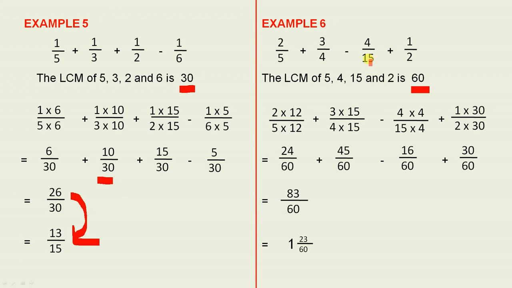For that denominator to be 60, I multiply top and bottom by 4, which I've done here, and that gives me 16 over 60. And for that denominator to be 60, I multiply top and bottom by 30, which I've done there, and that gives me 30 over 60. When I simplify those four fractions together, because they all have the same denominator, it gives me 83 over 60, and if I change that to a mixed fraction, I get 1 and 23 over 60.